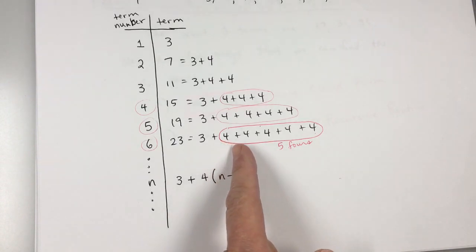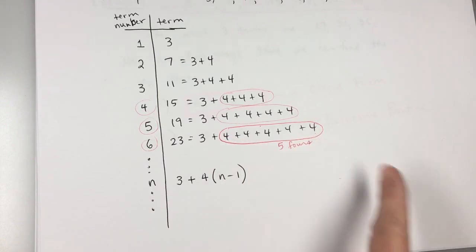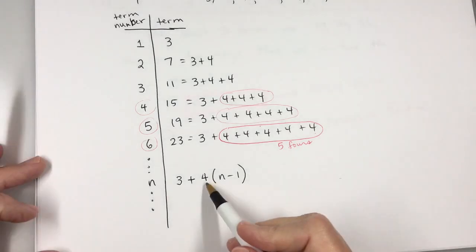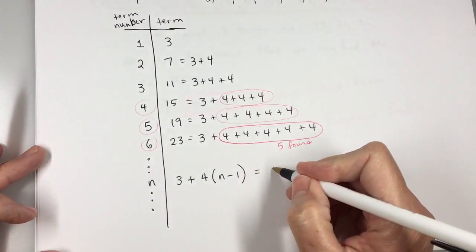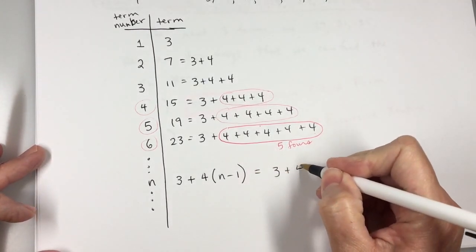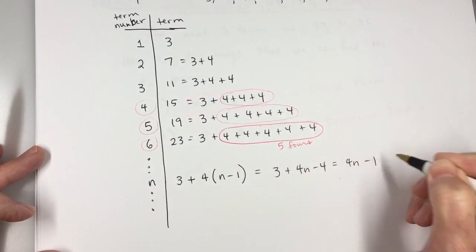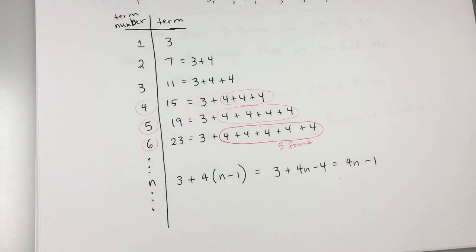So I can multiply, if I, you know, this sounds silly, me telling this to you. If I have 5 4s, I could say, well, that's 5 times 4, instead of adding the 4 5 times. So here I'm just multiplying. You can simplify this, 3 plus 4n minus 4, and I get 4n minus 1. So there's one way to do it.